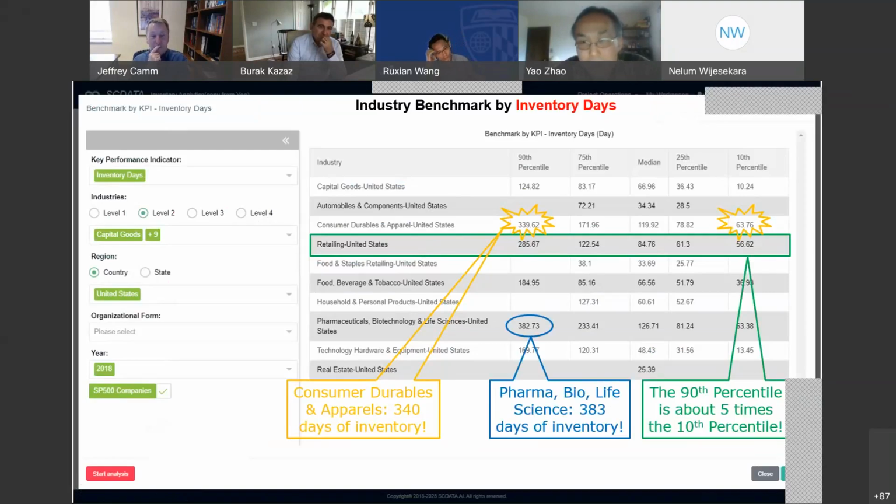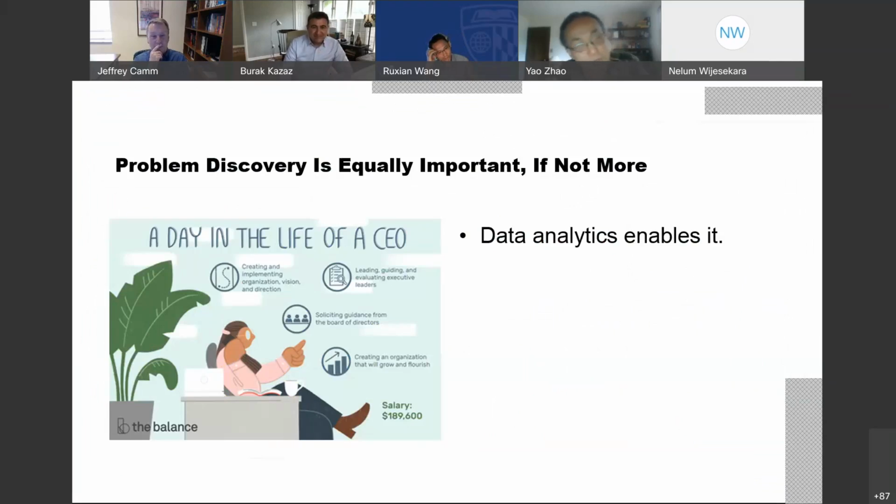Okay, let me just summarize. So problem discovery is equally important as problem solving, if not more. But it's hardly covered or completely missing from our curriculum. That's the bad news. The good news is data analytics actually provides a great opportunity to enrich and expand our curriculum from problem solving to problem discovery.